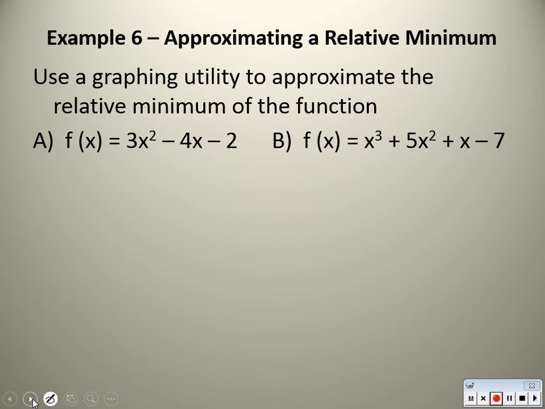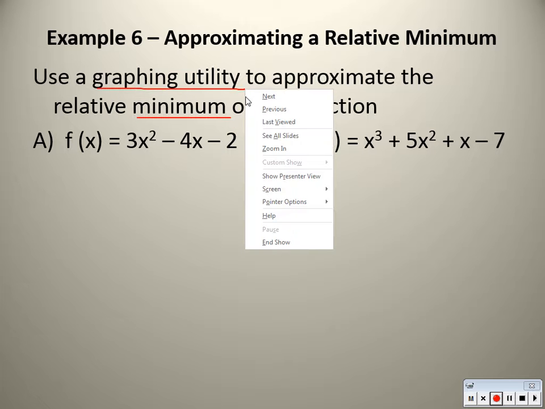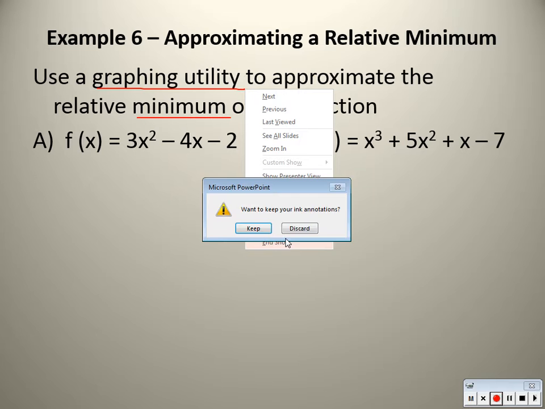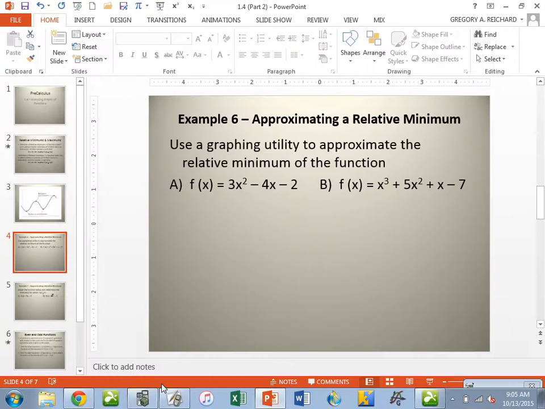So the question up here says, using a graphing utility to approximate the relative minimum of the function. So we're just talking about the relative minimum here, not necessarily the relative maximum. So just remember, when we're talking about a graphing utility, the best graphing utility that we have is the graphing calculator. So I'm going to exit out of here and pull my calculator up.